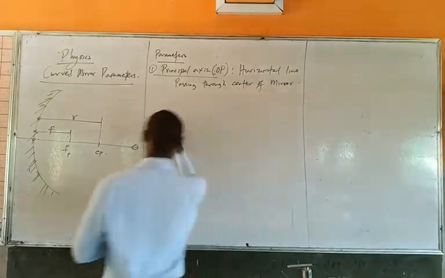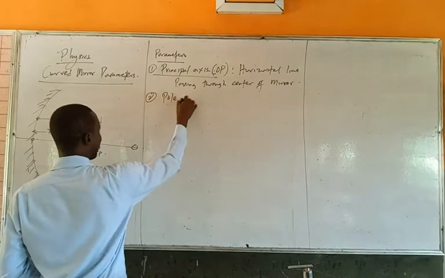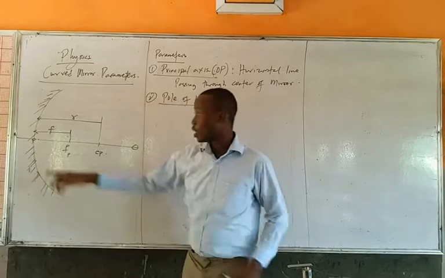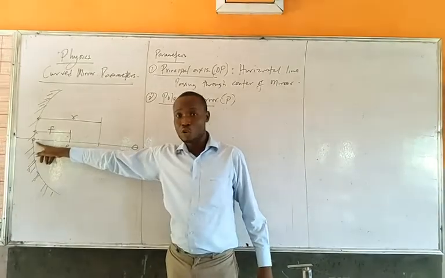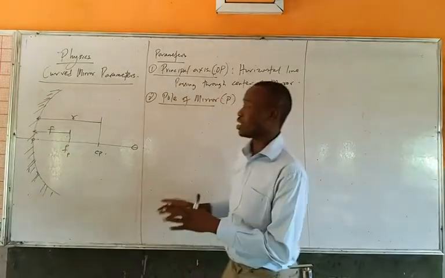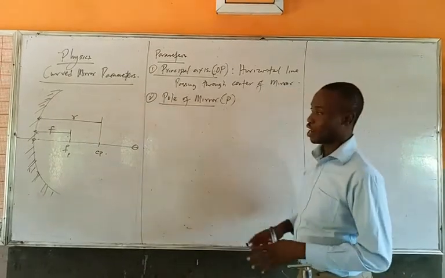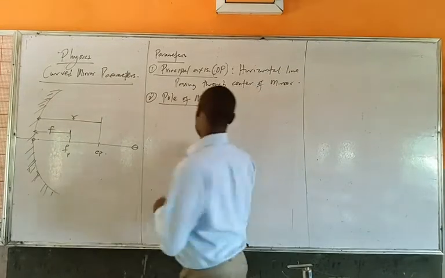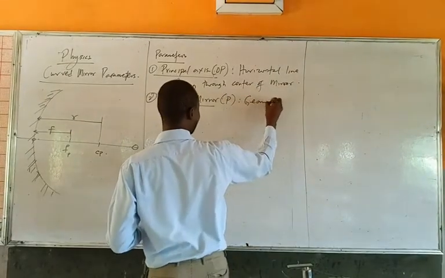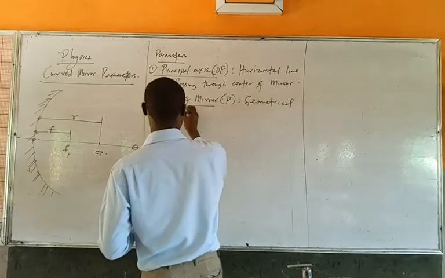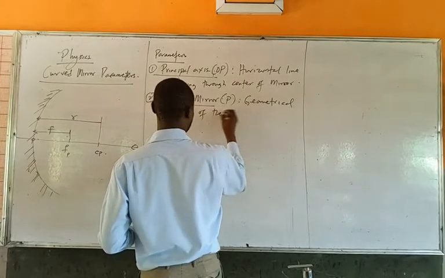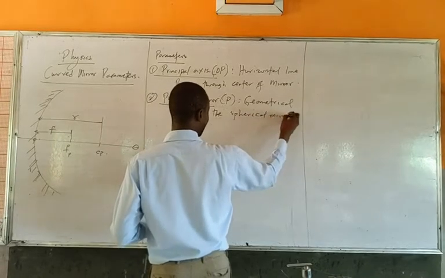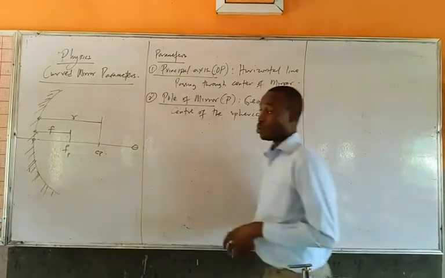The next thing we're going to discuss there is the pole of the mirror. That's the point P. This point P here is known as the pole of the mirror. The pole of the mirror is the center of the spherical mirror. You can see it is the geometrical center of the spherical mirror. That's the pole of the mirror.